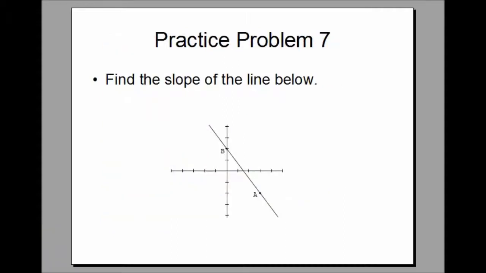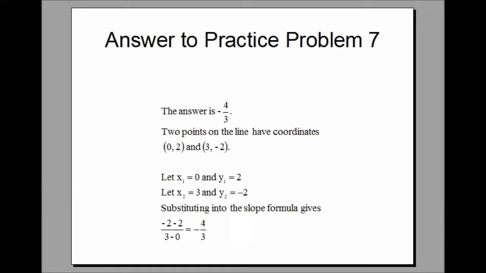Find the slope of the line below. The answer to practice problem 7 is that the slope is negative 4/3. 2 points on the line have coordinates 0, 2, and 3, negative 2. Substituting into the slope formula gives us negative 2 minus 2 over 3 minus 0. Negative 2 minus 2 is negative 4 over positive 3, or negative 4/3.